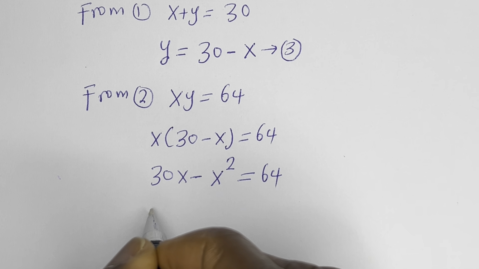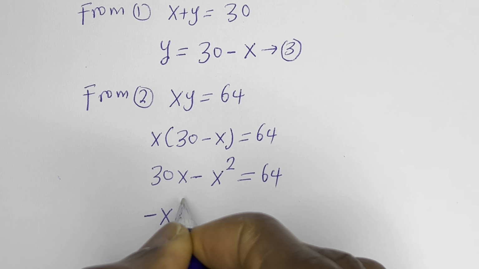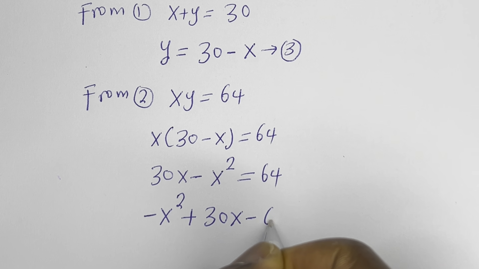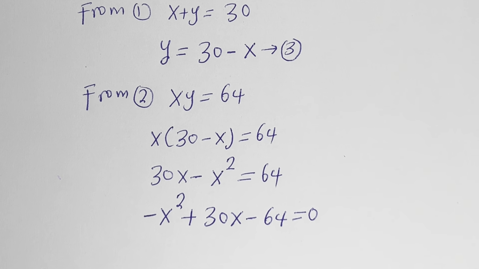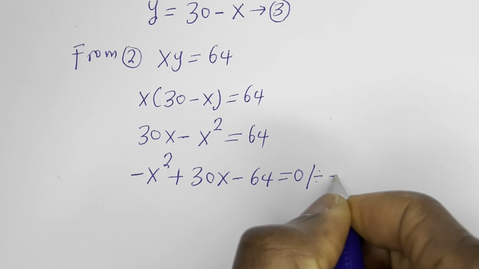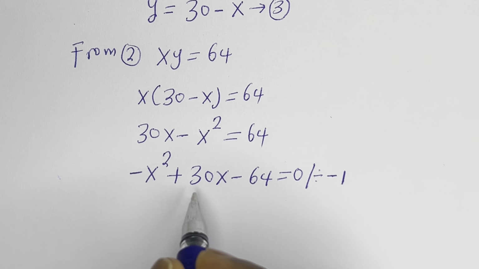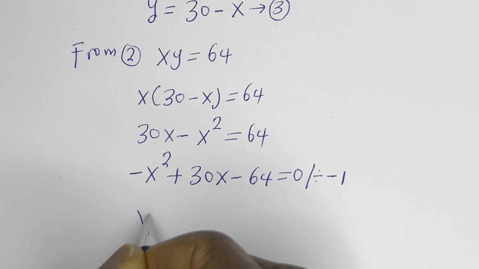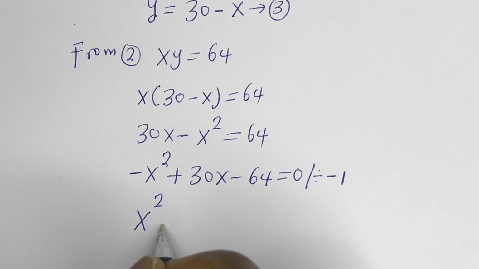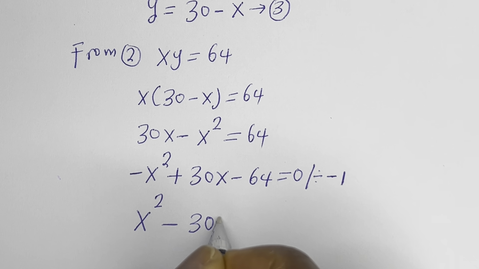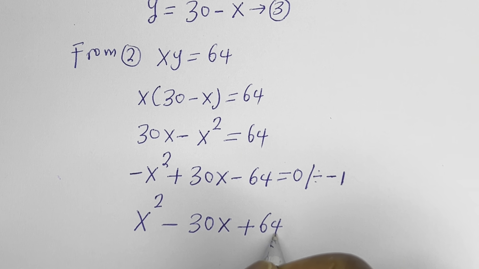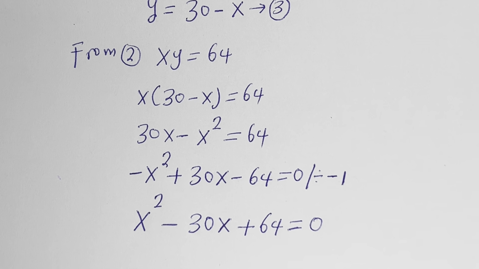Now here we have minus x squared plus 30x minus 64 is equal to 0. Now let's divide all through by minus 1. Then minus x squared divided by minus 1 is x squared, plus 30x divided by minus 1 is minus 30x, minus 64 divided by minus 1 is plus 64, is equal to 0.